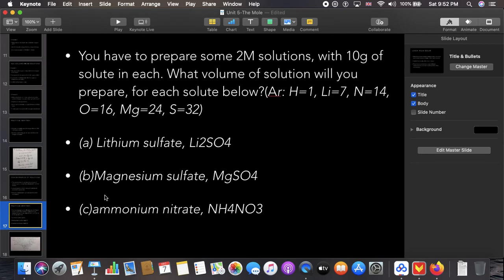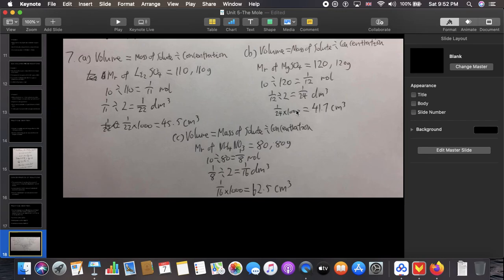Now, question B is magnesium sulfate. Same process, same equation right here. The Mr of magnesium sulfate is 120 grams. Use 10 divided by that, which gives you the moles. Divided by 2, the concentration, gives you the volume. Change it into a whole number, and that's basically it.